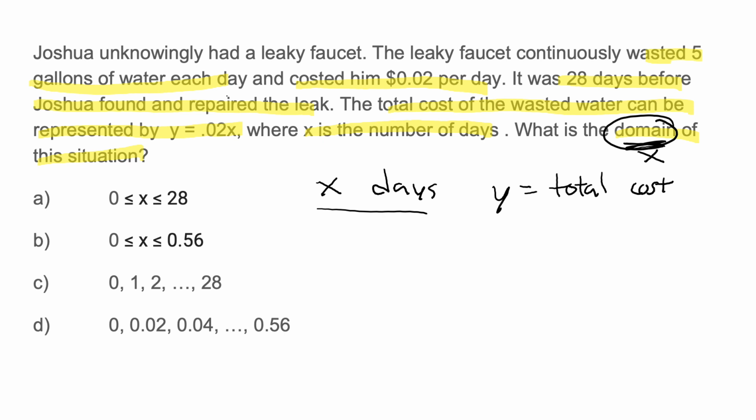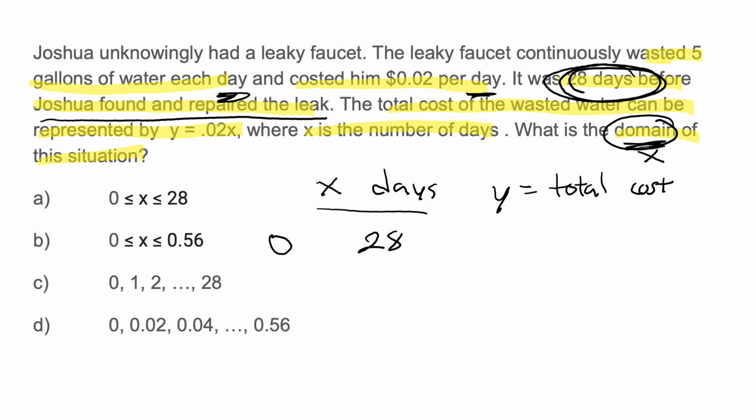So I see wasted 5 gallons of water each day. Okay. Cost him 2 cents per day. Okay. It was 28 days before Joshua found and repaired the leak. So we know that this was 28 days, and I had to start at some point, so we know our lowest number is 0. My greatest number is 28 because it flat out says it.